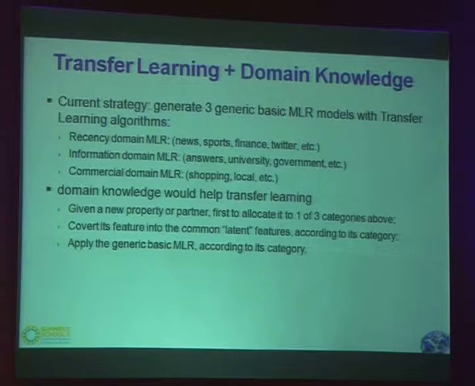And finally, we can leverage the information across different properties and learn transfer learning algorithms for new tasks. That kind of domain knowledge can help transfer learning across properties. Then we can convert the features into latent features within the category and apply machine learning ranking algorithms, something like point-wise or pair-wise algorithms, and provide good ranking results.